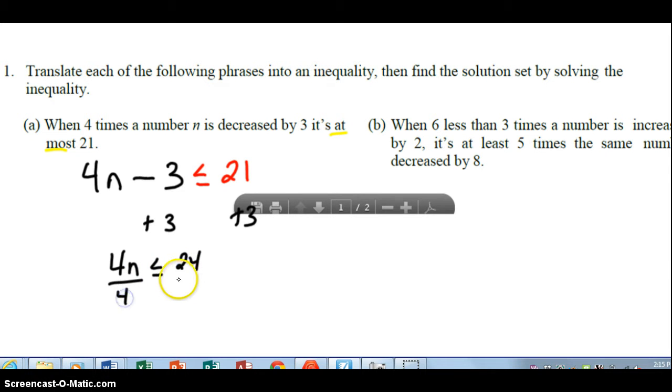Divide both sides by 4. n is less than or equal to 6. In interval notation, I would write it this way. Remember, 6 can be included.